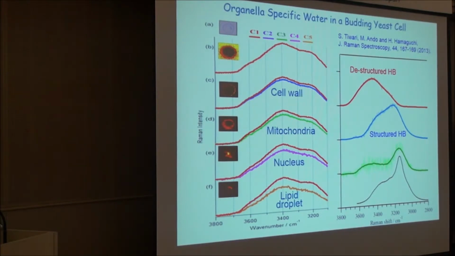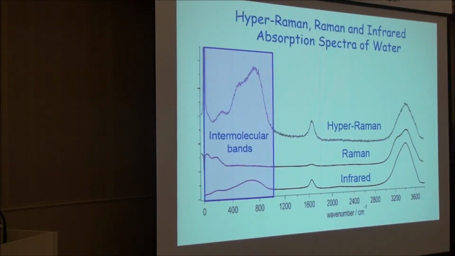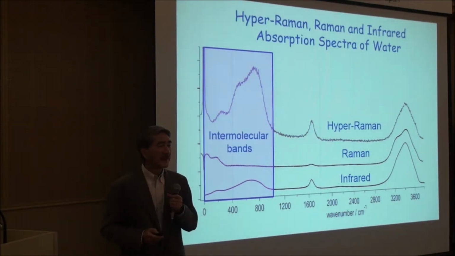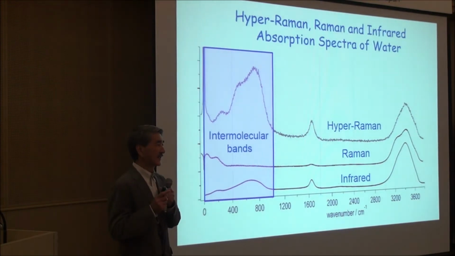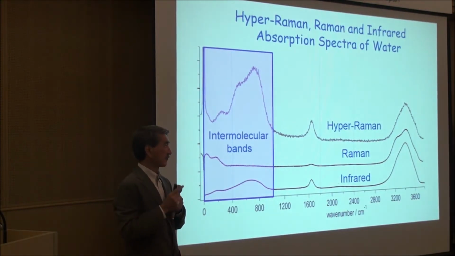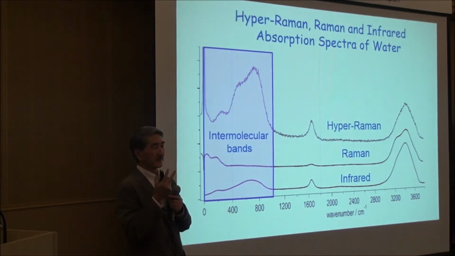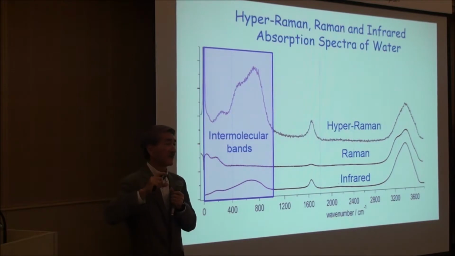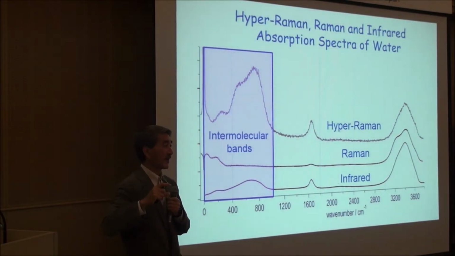And finally, I want to add one thing. This is Hyper-Raman scattering. So Hyper-Raman scattering is a further complication of Raman scattering. In Raman scattering, one photon disappears and one photon appears. But in the case of Hyper-Raman scattering, two photons disappear and one photon appears with a shift of vibrational frequency, which is called Hyper-Raman scattering.